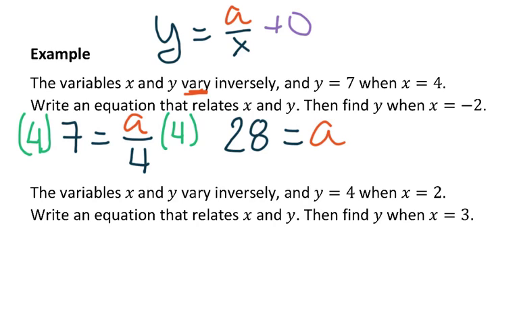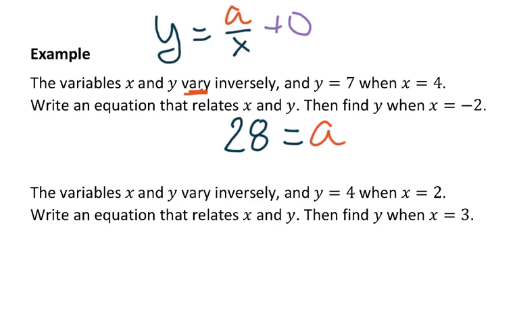It says here, write an equation that relates x and y, and then find y when x is equal to -2. So I'm going to write that equation. I know that my constant of variation is 28, so I'm going to write the general equation for this. It is y is equal to 28 over x. So it says find y when x is equal to -2.